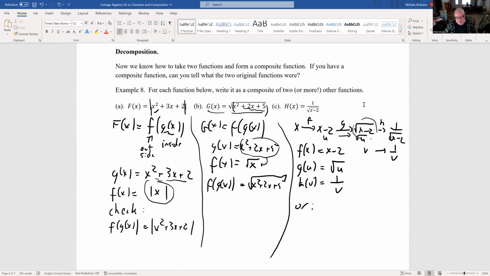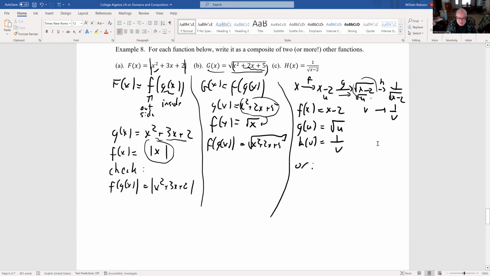And we like to actually write everything with x's as the variables. So we could write this as f of x equals x minus 2, g of x equals square root of x, h of x equals 1 over x. And then if we compose these, we take the x minus 2, we put it into this, that gives you square root of x minus 2. Then we take all that and we put it where the x is there, and that gives me this.